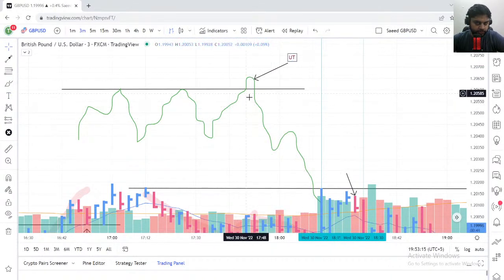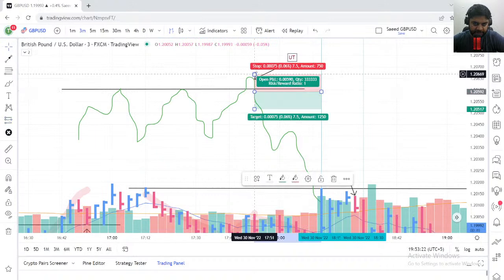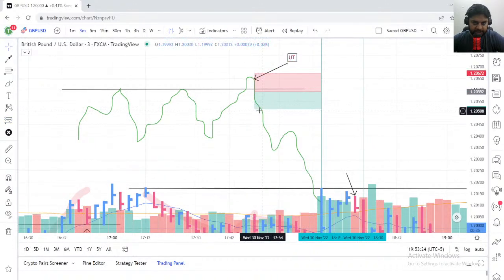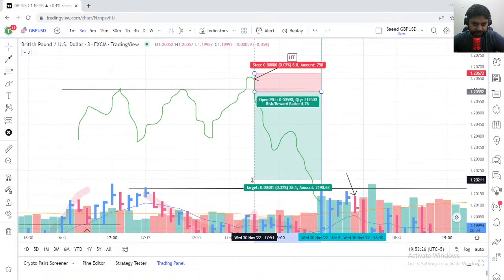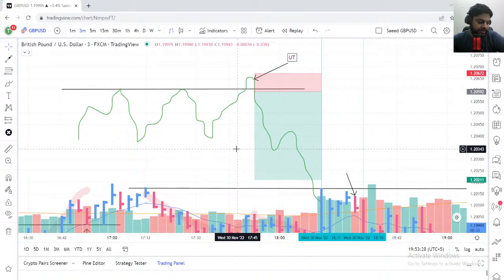So what will you do over here? Well, you will sell over here, right? So you will sell, go short over here, put your SL above this one, and you can target a lot, because after UT the market falls down very hard.